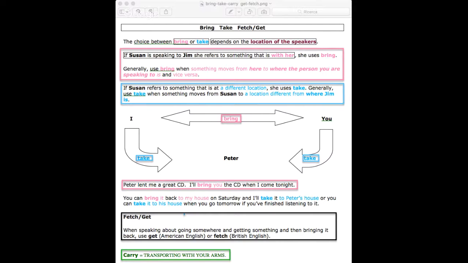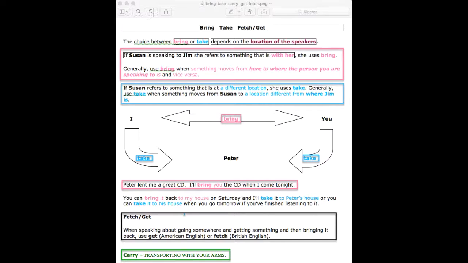Then there is fetch, which is a very British word. Get is used in both languages, British and American. And it's used when speaking about going somewhere and getting something and then bringing it back. The Americans use get as well as the British, and fetch is typically British. So, for example, I always fetch the children from school at 4 p.m. Means I go to school, I pick them up, and I bring them home. Whilst the Americans would probably say, I get the kids at 4 o'clock. It means I go, I get them, and I come back.